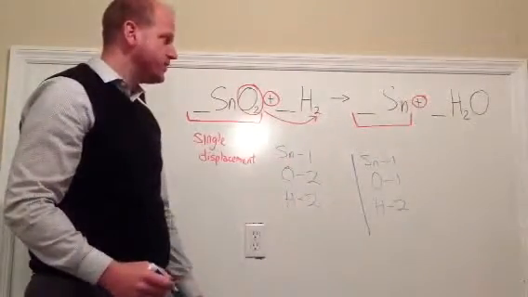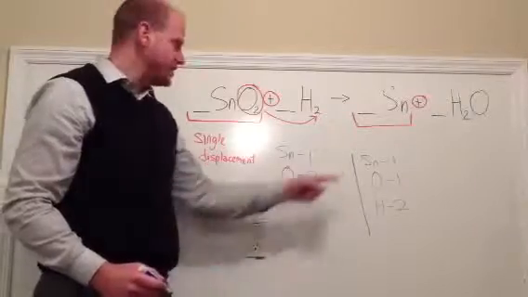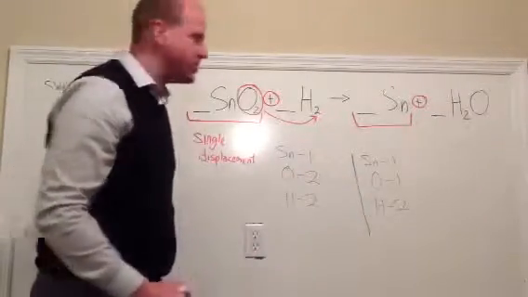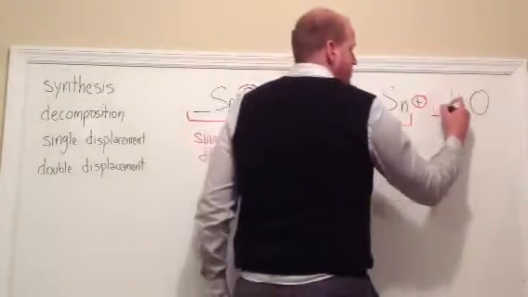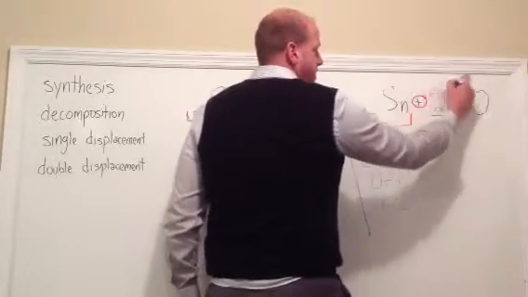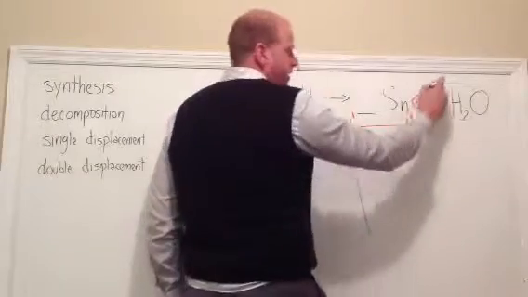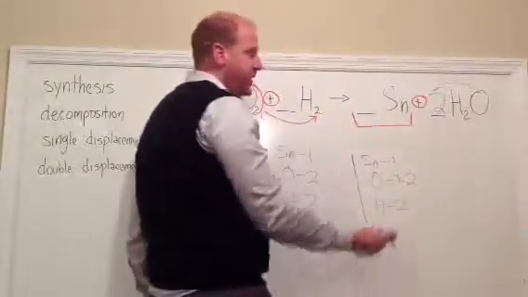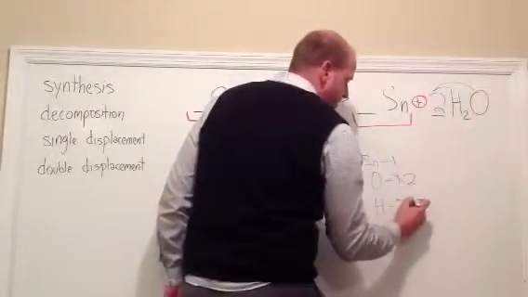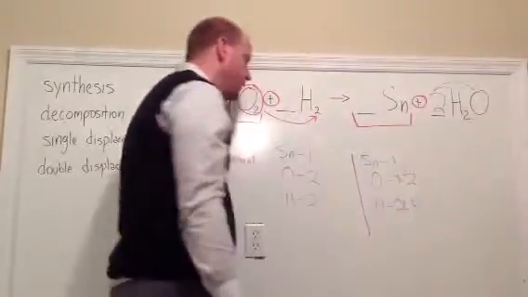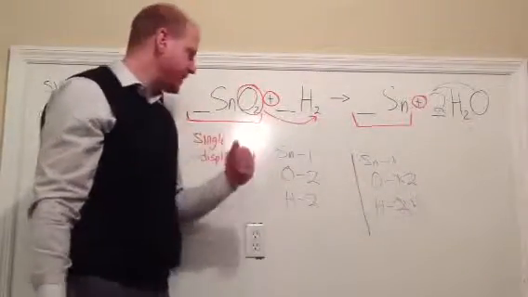This one's pretty easy to know where to start because there's only one element that's out of balance, and that's my oxygen. In order to make the oxygen balanced, I need to go to my product side and multiply it by 2. So 2 times this 1 oxygen changes that to 2. However, it also changes the number of hydrogen I have. So now I have 4 hydrogen.